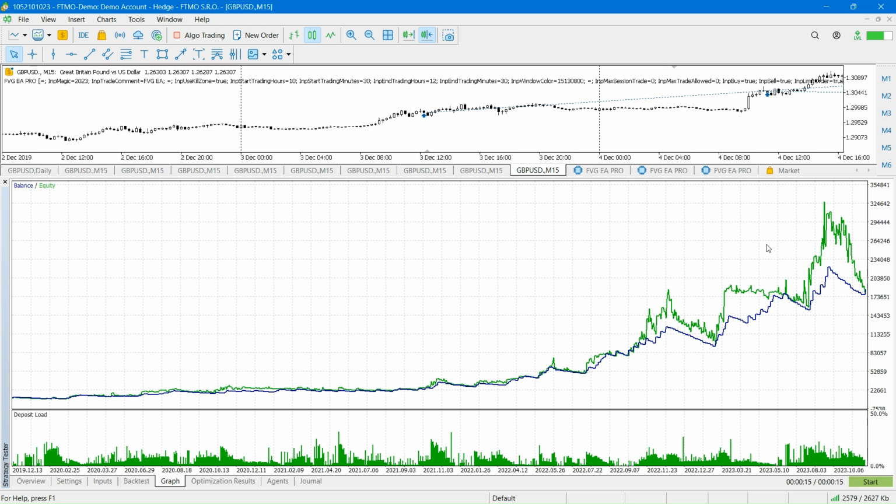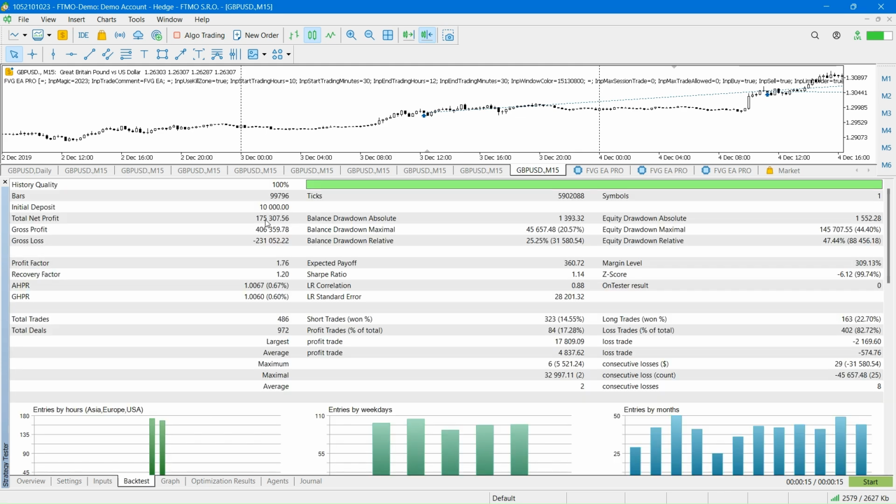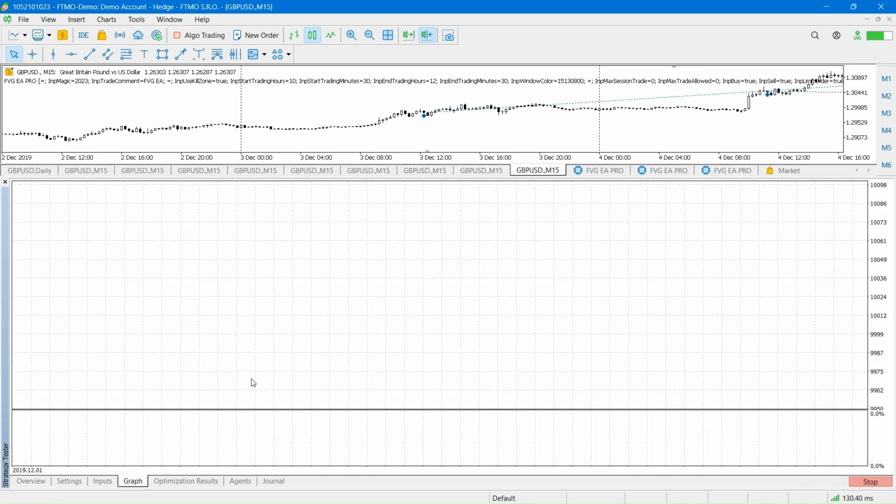And just to show you, if I take the same example and I go to everything based on real tick, if I go to the backtest, just to show you, I'm doing 175K. I have a 1.76 profit factor and around 44 drawdown maximal from equity. So if I start, it will take a little bit more time than the 1 minute that you'll see, but let's wait.